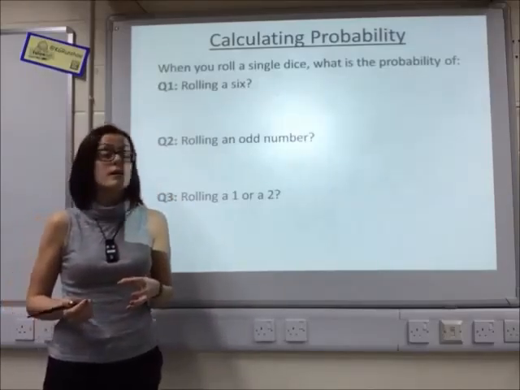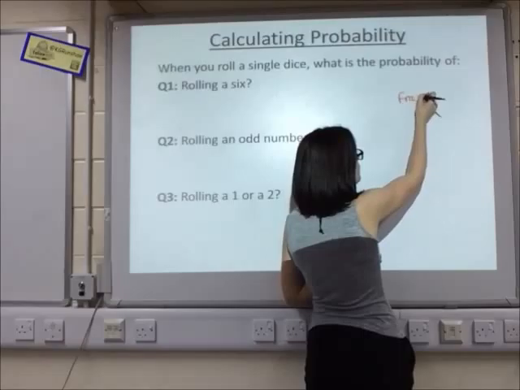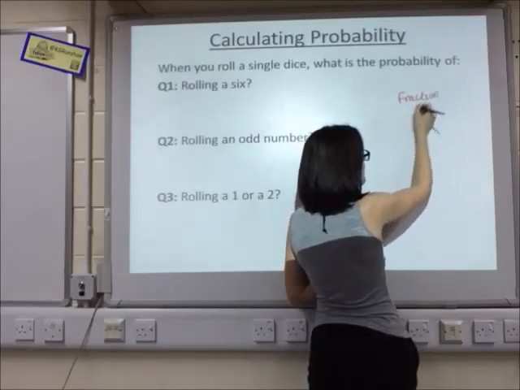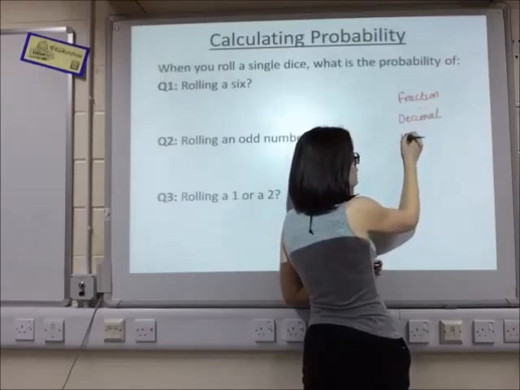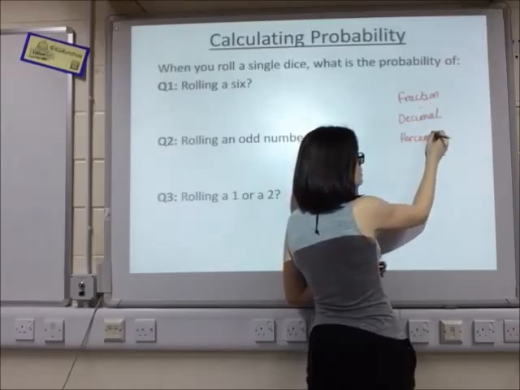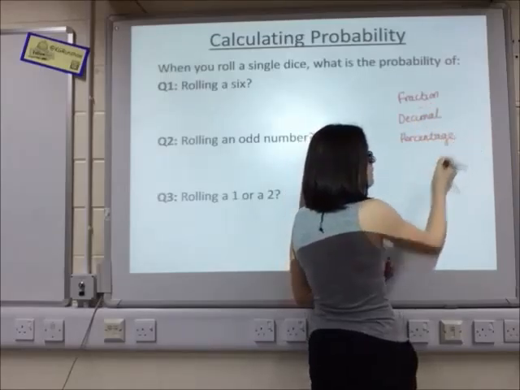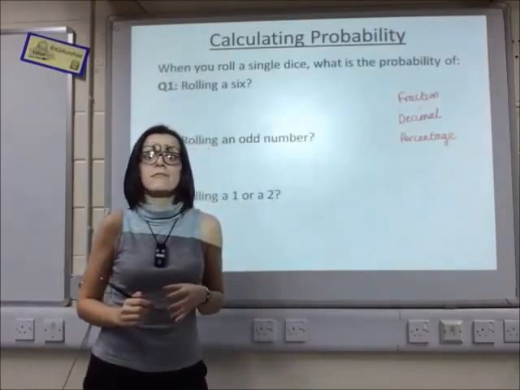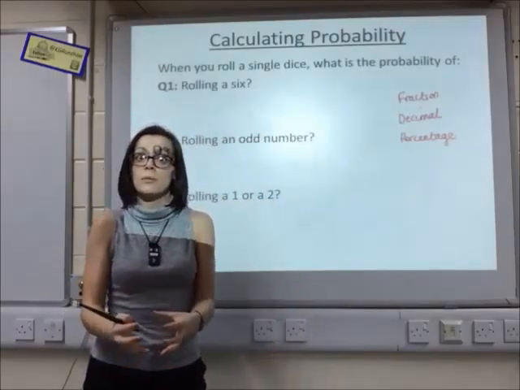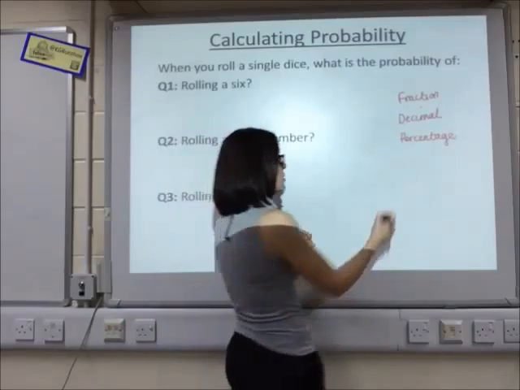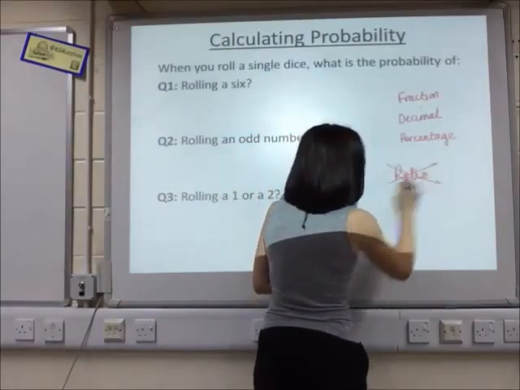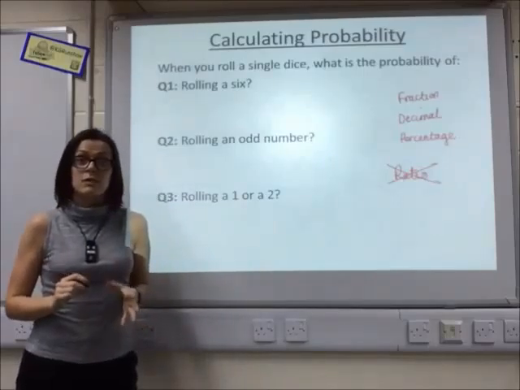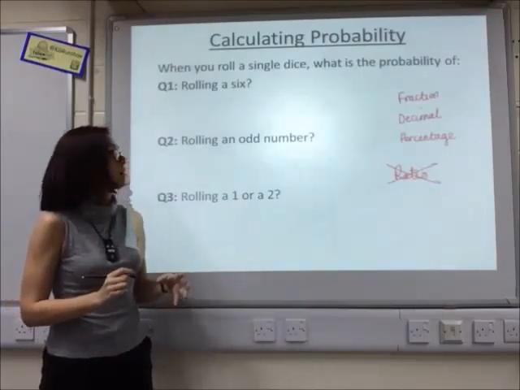And that number can be one of three things. It can be a fraction. It can be a decimal. Or it can be a percentage. Any of those three things are perfectly acceptable ways of giving me a probability as a number. What we mustn't do is write it as a ratio. So we mustn't ever be writing something with colons and two numbers on either side.